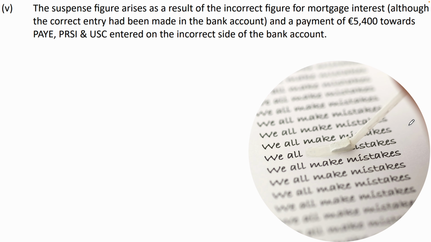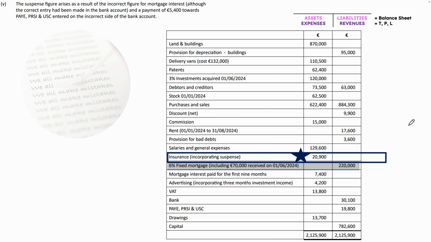Note 5 now, we are on to the suspense adjustment. So the suspense figure arises as a result of the incorrect figure for mortgage interest, although the correct entry had been made in the bank account, and a payment of 5,400 towards PAYE, PRSI and USC entered on the incorrect side of the bank account. So we're going to use the trial balance to help us here and do this in a nice quick way. So we'll look at the first mistake first.